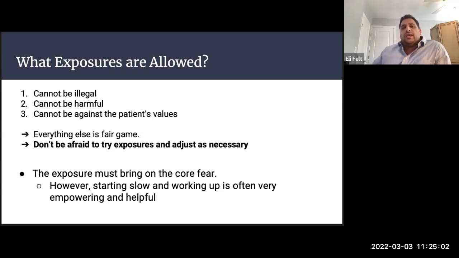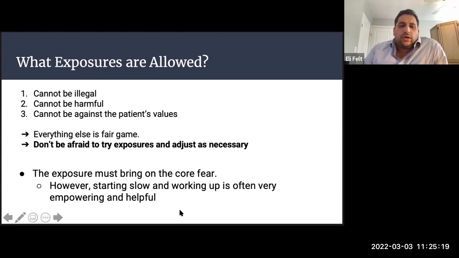There are people who say you've got to find the core fear right away, and you can't move until you do that. I think you're holding the patient's therapy hostage a little bit to that. I don't think that's as helpful as just starting and rolling with it and seeing what happens.